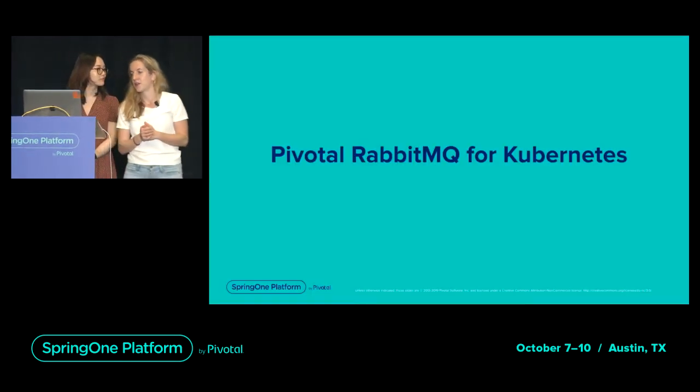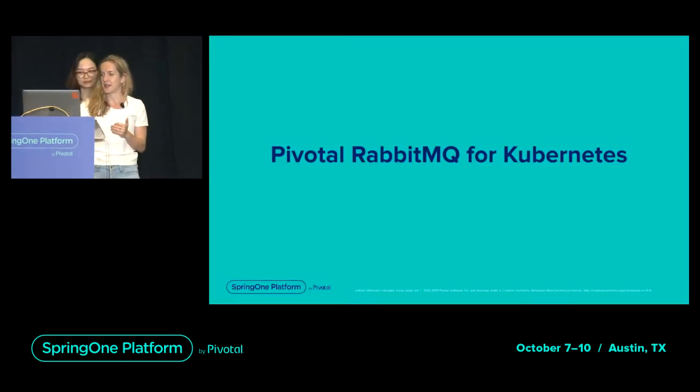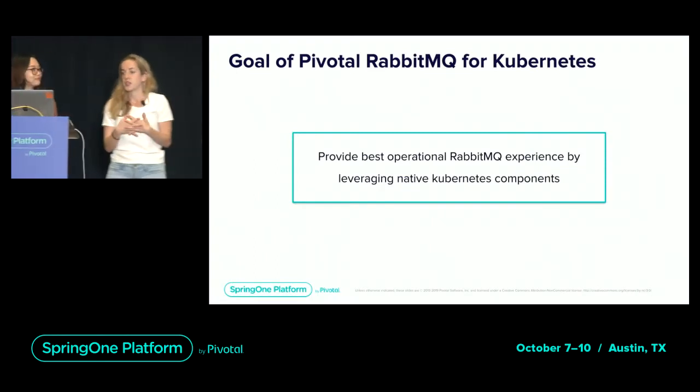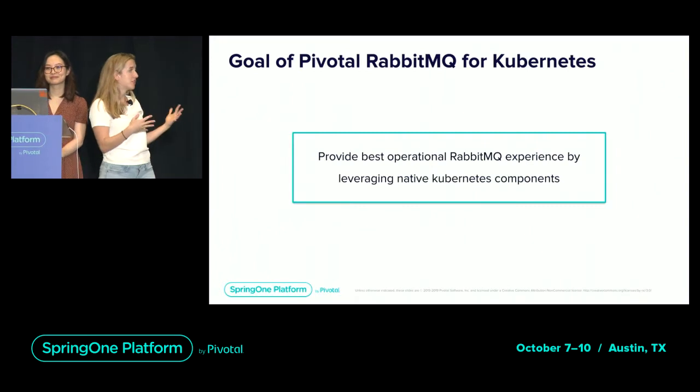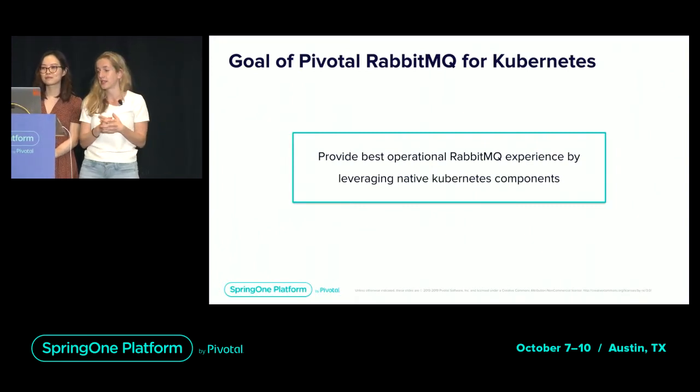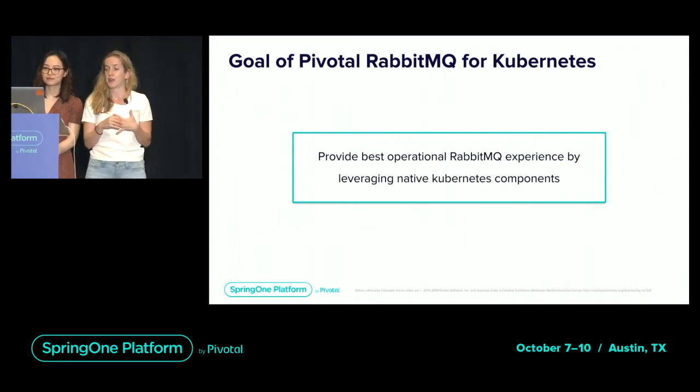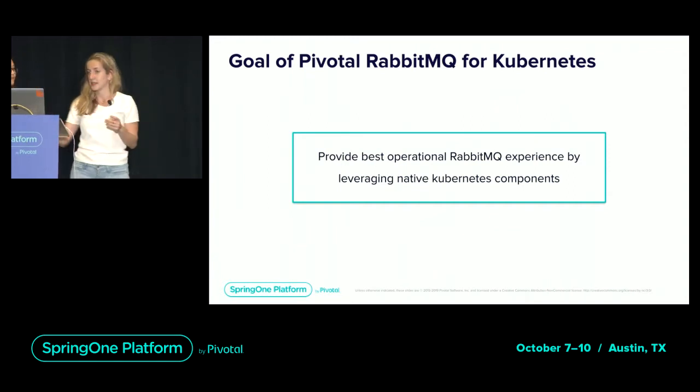So first of all, Pivotal RabbitMQ for Kubernetes. With the product, what we're trying to achieve is to provide the best operational RabbitMQ experience we can by leveraging those native Kubernetes components. And that means we're using the operator pattern to automate and manage deployment and upgrades.